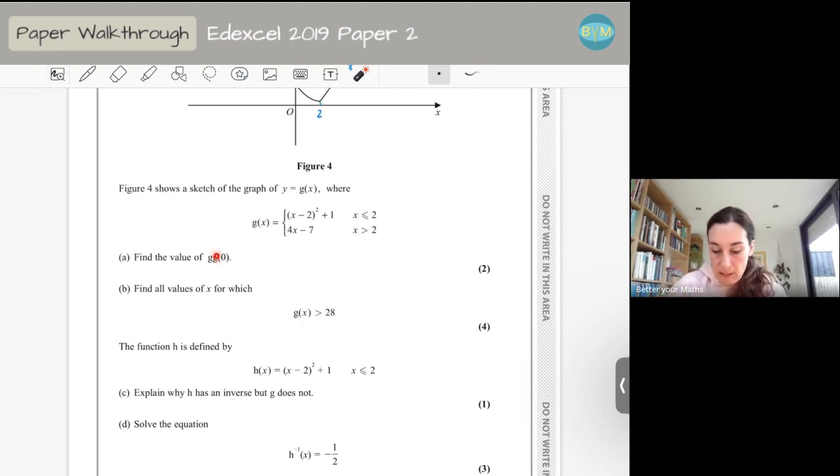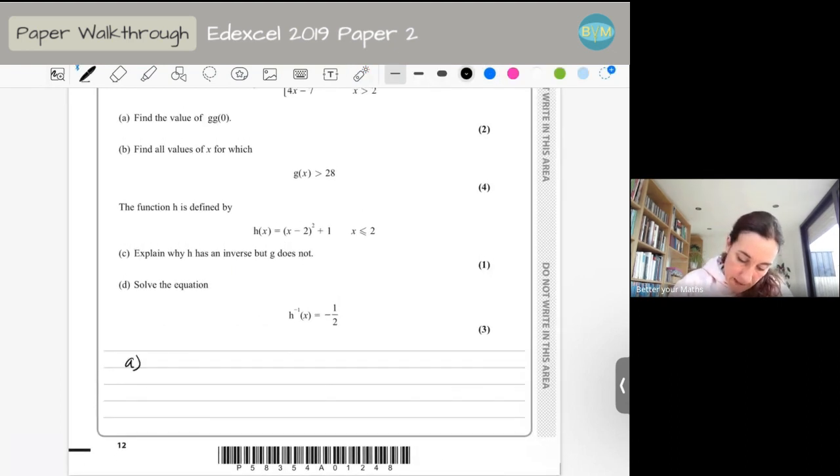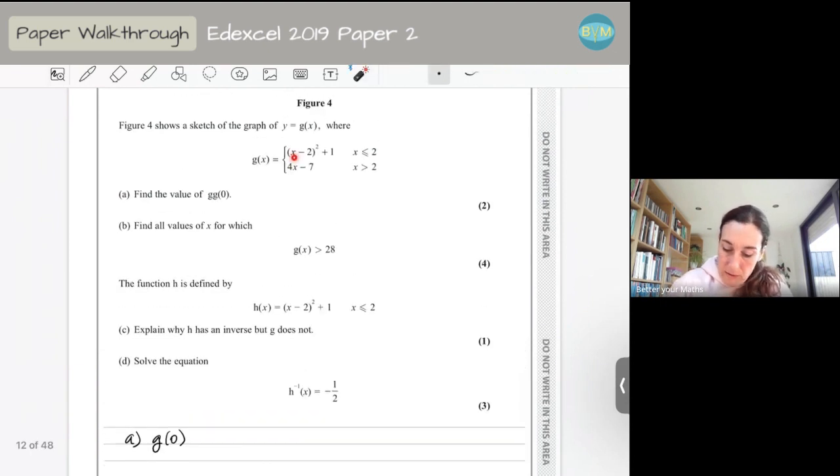If we do g(0), we need to pick this one because x is smaller or equal than 2. So I'm going to do g(0). So for a, g(0) is going to be 0 minus 2 is minus 2, squared is 4, plus 1 is 5. I would write some working out so it's clear what you have done. 4 plus 1, which is 5.